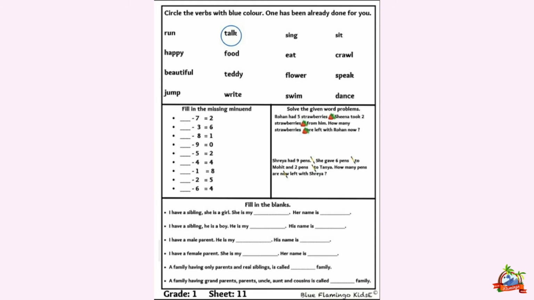Shreya had 9 pens. She gave 6 pens to Mohit and 2 to Tanya. Okay. श्रेया के पास 9 पेन्स हैं. 6 उसने मोहित को दे दी और 2 तान्या को. तो अब हमें बताना है कि श्रेया के पास कितनी पेन्स बची.